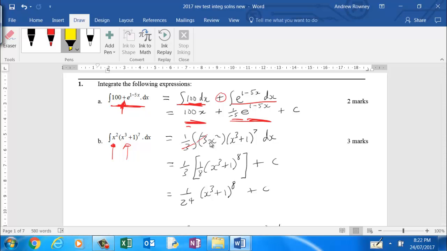Okay, so here is f dash f to the n. Applying the rule, we have f to the n plus 1 divided by n plus 1.